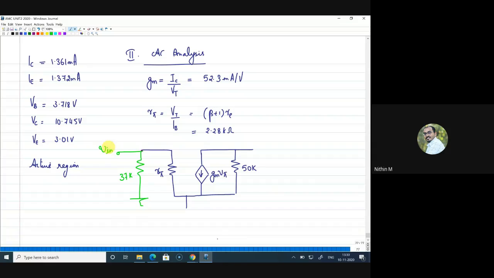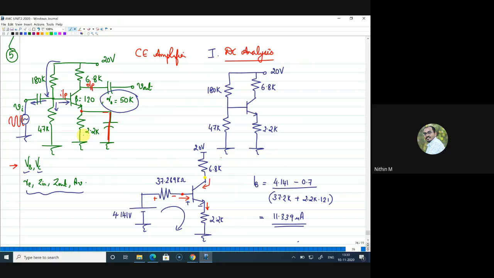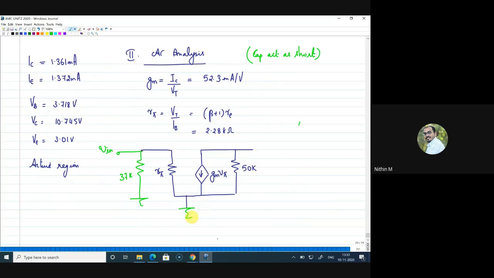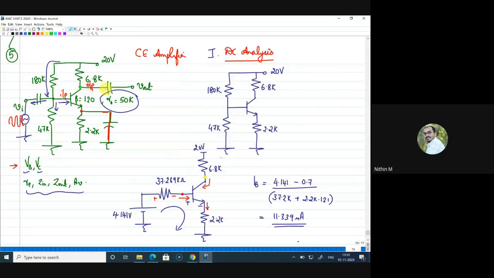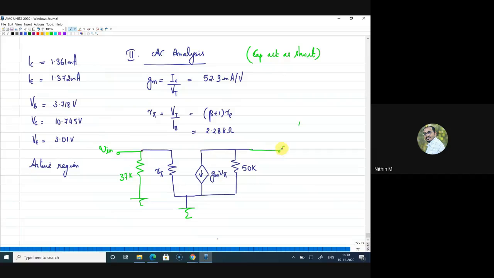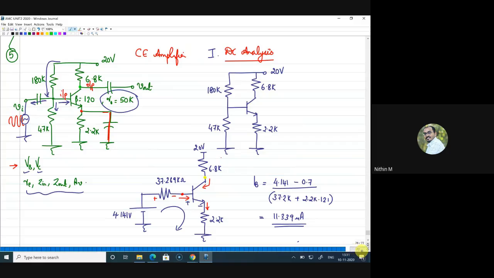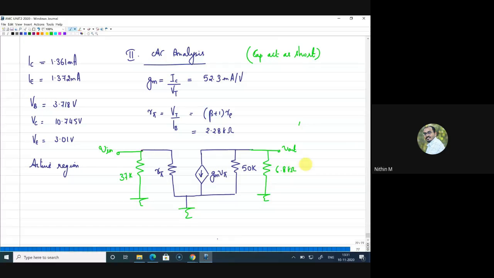The assumption for AC analysis is that the capacitors act as short. Looking at the emitter, there is a resistance connected, but since there is a capacitor and the capacitor acts as short, this resistance need not be connected. I can directly ground that point. On the collector side, this capacitor also acts as short, so from here we'll take output. There is a 6.8K resistance connected from collector to 20 volt, which is again ground. So this is V out, and this is the 6.8K resistance.